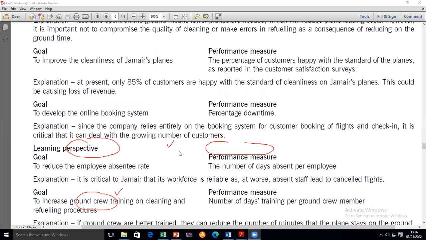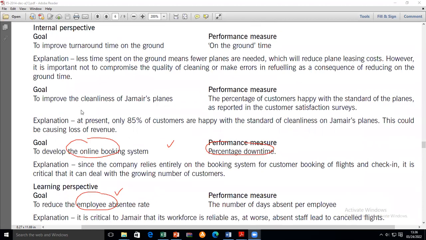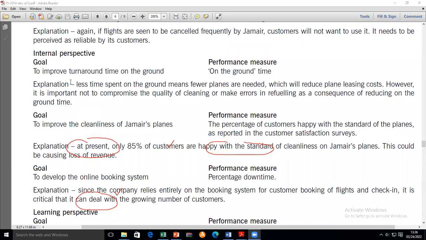So these are examples. They are not the only ones. You could have mentioned other possible goals also. Okay, I'll share this solution with you so that all of you can again go through, especially how the goals were arrived at and also the performance indicators.